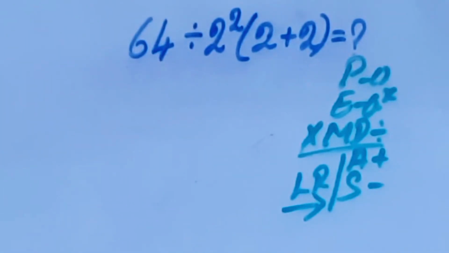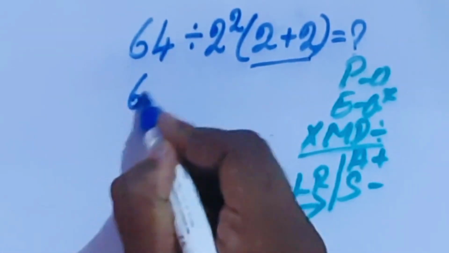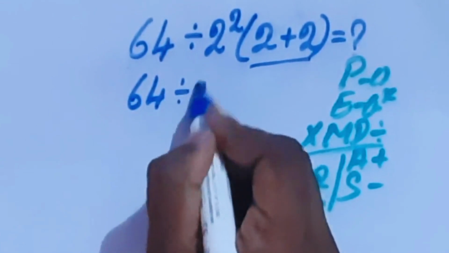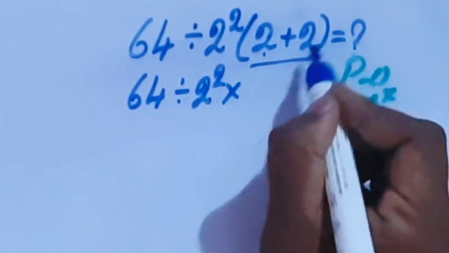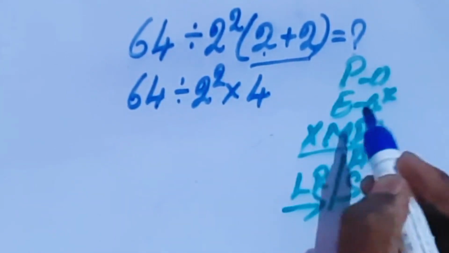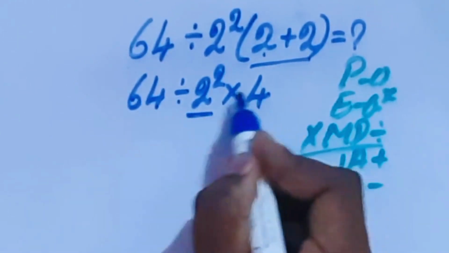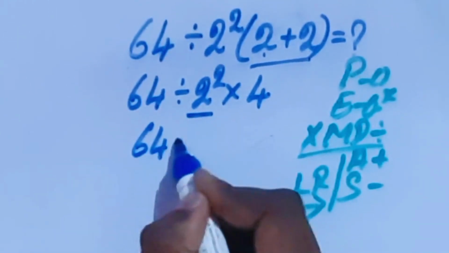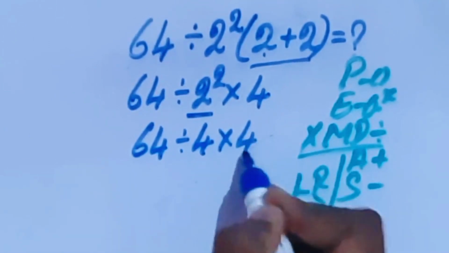Here as per this order of operations PEMDAS, the bracket is higher priority. So we have to do this bracket before this operation. Here 64 divided by 2 power 2 times, here the bracket is 2 plus 2, which is 4. Next priority is the exponent. Here we have the exponent, so we have to do this exponent before this operation. Here 64 divided by 2 power 2 is 4, times here 4.